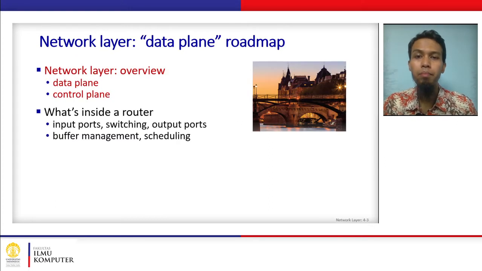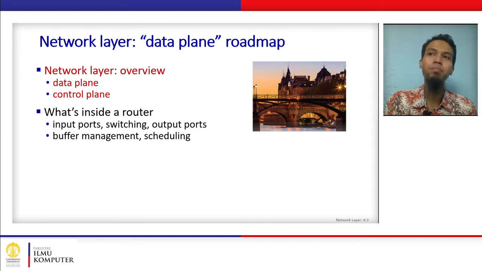All right, so this is the roadmap or outline of this chapter. We start with the overview and the differences between the data plane and the control plane, and we also talk about the service model in the network layer. And what's inside the router? As I said, I'm going to skip a lot of technical stuff about the routers. I'm just going to talk about the forwarding mechanism.